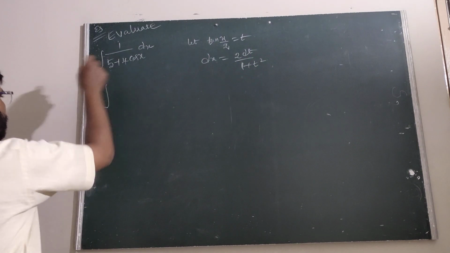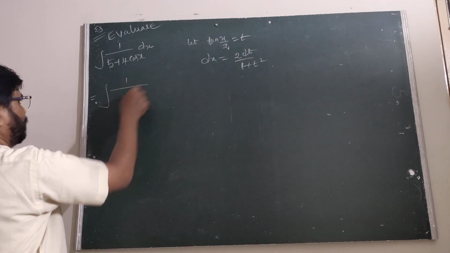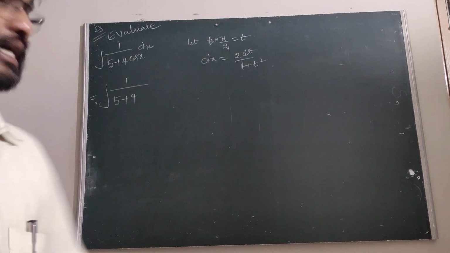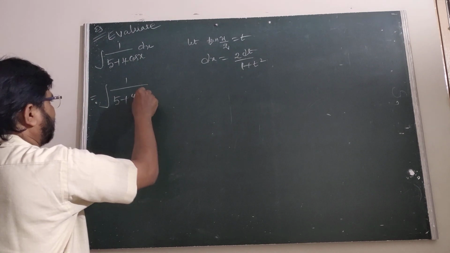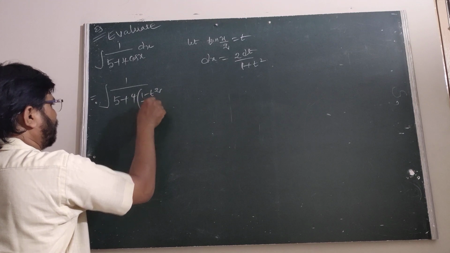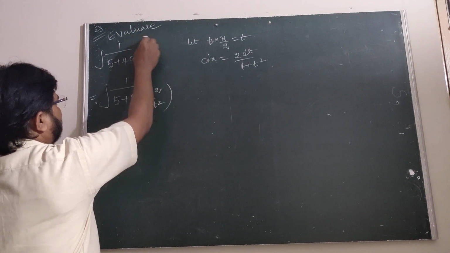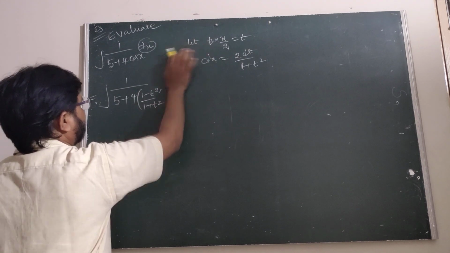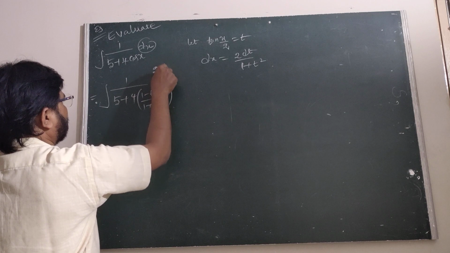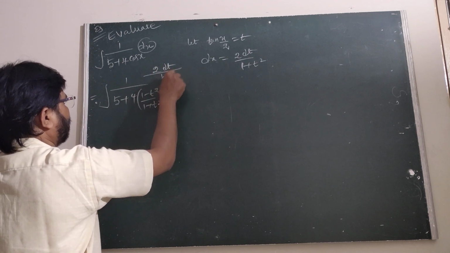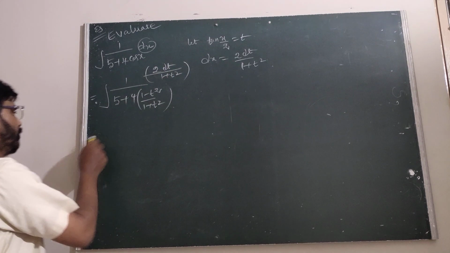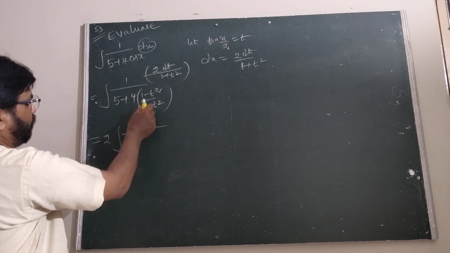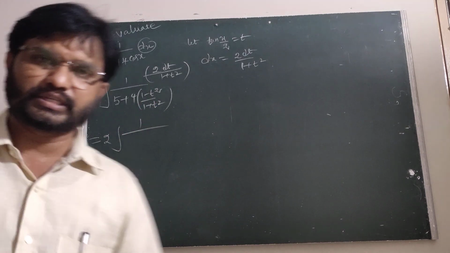Now we can write 1 upon 5 plus 4, and as I already explained, cos x can be directly written as 1 minus t square upon 1 plus t square. What we are getting for dx is 2 dt by 1 plus t square. Therefore now we can write 2 dt here. The 1 plus t square is the LCM.